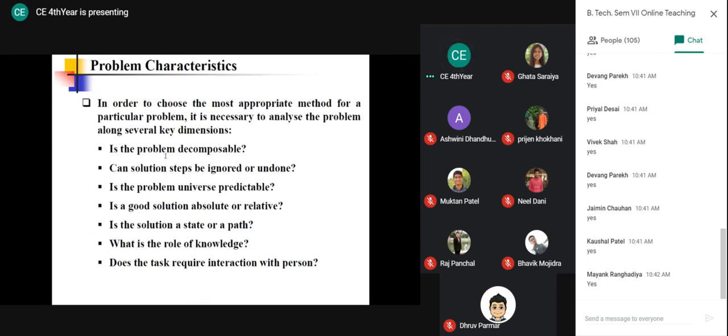So the first problem characteristic that we have discussed is decomposable. Decomposable and non-decomposable, two examples that we have discussed, right? All of you know that at each step we have to check whether they are immediately solvable or not. If they are not immediately solvable, then decompose the problem, and then you have to check whether the sub-problems are independent or not, right? Then we discussed the solution step: ignorable, recoverable or irrecoverable. In that, three classes of problems are there. Which three classes of problems are there?